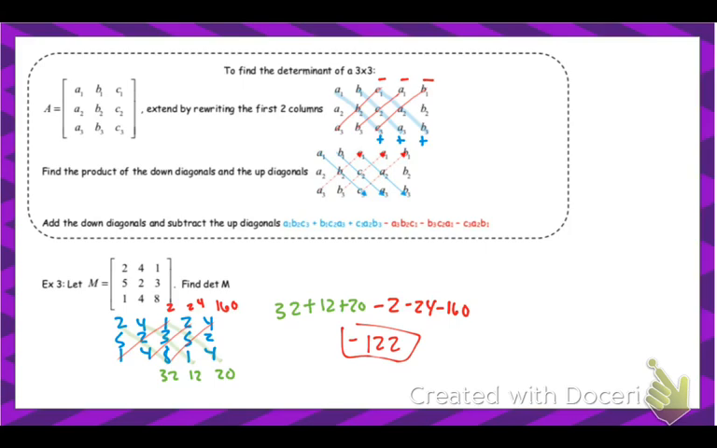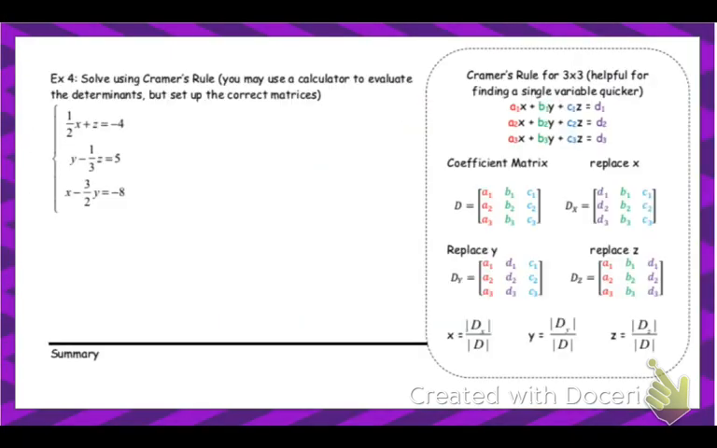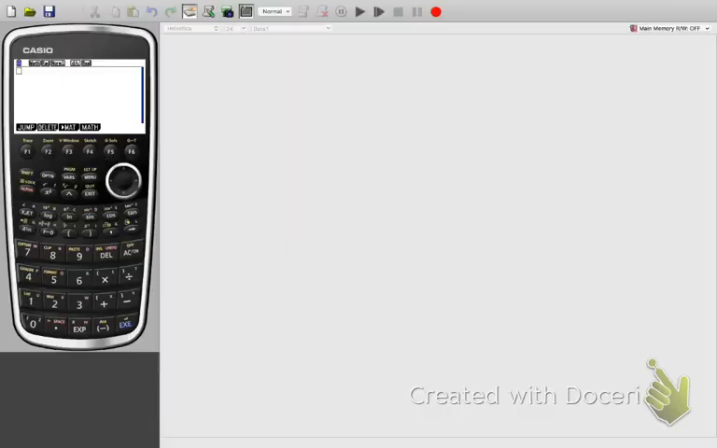All right, so with a 3 by 3 determinant, it takes a little bit longer. Cramer's rule will still work with these 3 by 3s. But because it's going to take a little bit more time to find all these determinants, we're actually going to go ahead and look and see how we can use the calculator to find these determinants to help us do this a little bit faster.